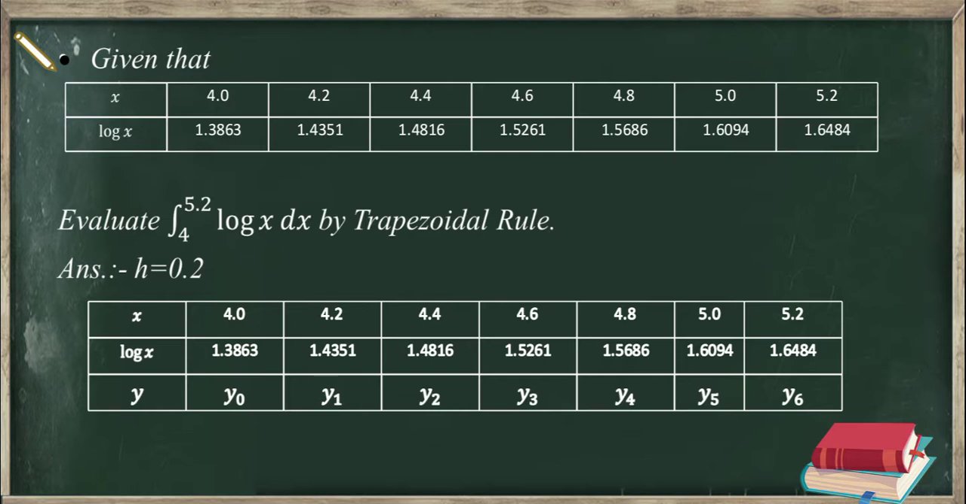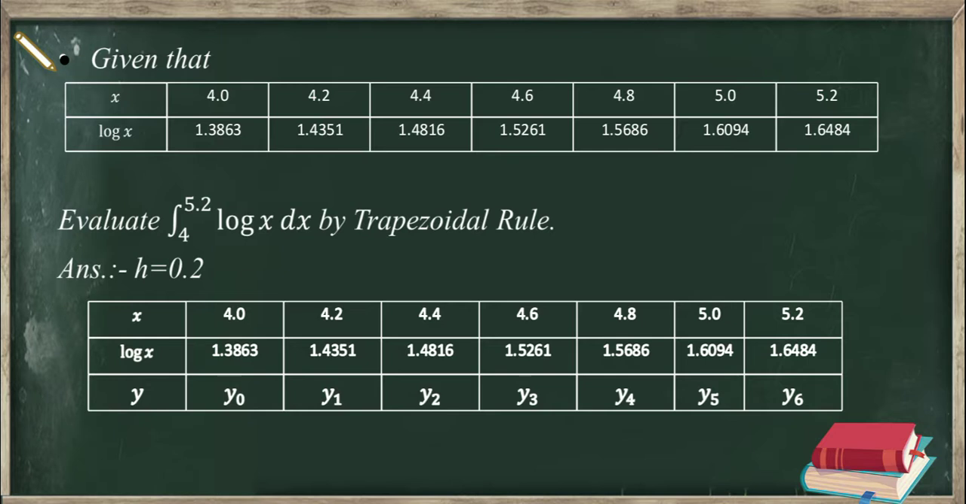Let's see the second example. In the second example, values of x and log x are given. X is 4.0, 4.2, 4.4, 4.6, 4.8, 5.0, 5.2. Log x is equal to 1.3863, 1.4351, 1.4816, 1.5261, 1.5686, 1.6094, 1.6484. Evaluate integration 4 to 5.2 of log x dx by the trapezoidal rule.